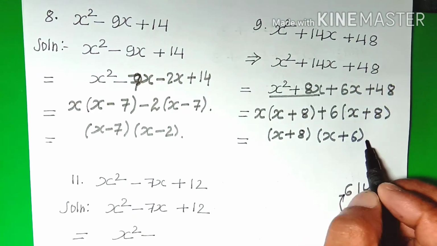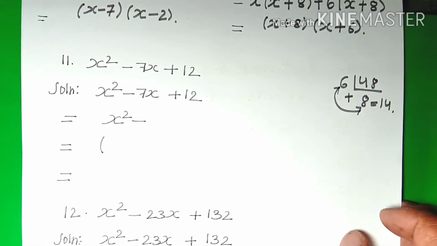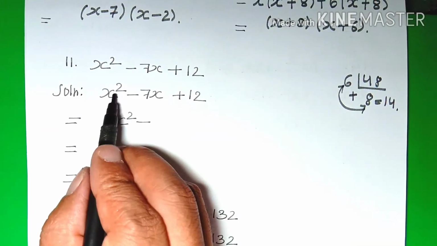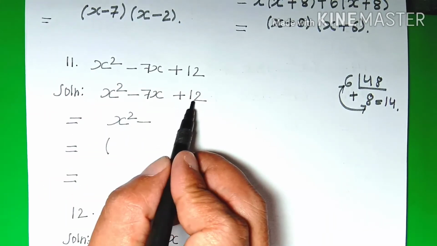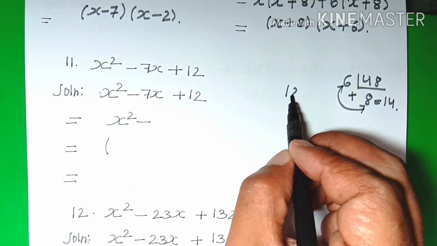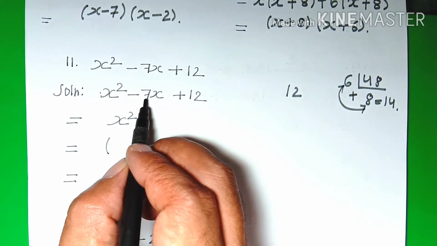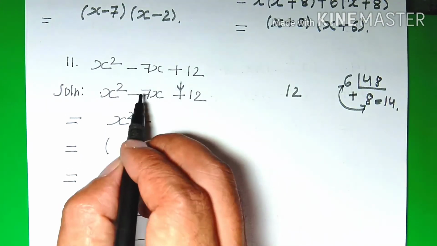Now you'll have to collect back the term which is x, along with the sign, plus 6. Now the next sum here, we can see x squared minus 7x plus 12. Now multiply the extreme values, 12 into 1, that is 12. Now I need to get 7 with the help of the plus sign. You'll have to use this very sign to get 7.